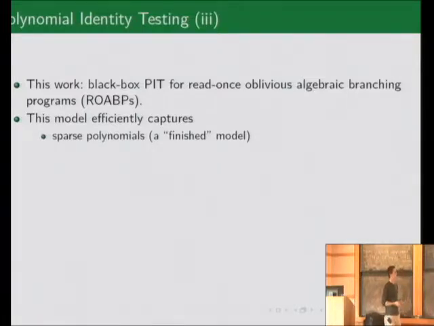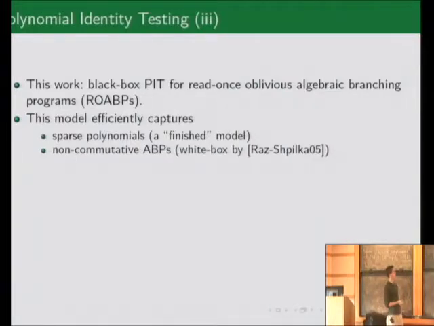In some sense, non-commutative ABPs reduce to these ROABPs. Even though these are commutative and these are non-commutative, in this work we actually give a reduction, which I'm not going to talk about. But there is a white box algorithm for doing PIT of this non-commutative model given by Raz and Shpilka, and this work actually gives a black box algorithm by this connection. The white box algorithm is fully polynomial. This work will give quasi-polynomial black box results.